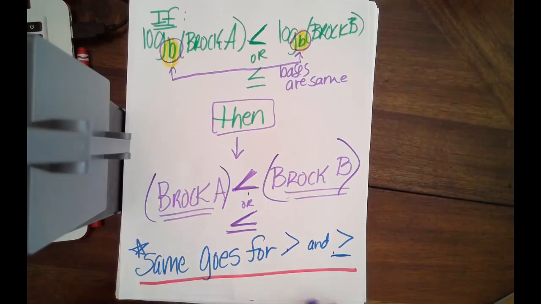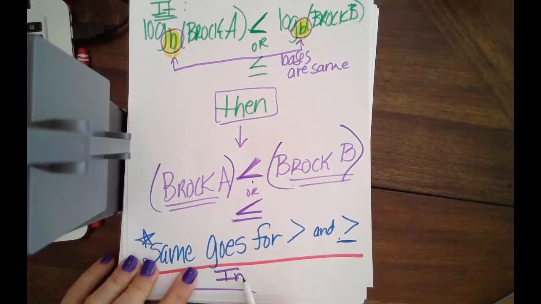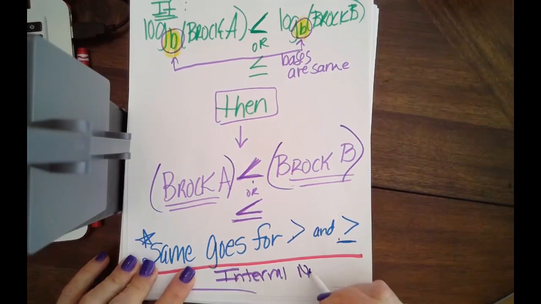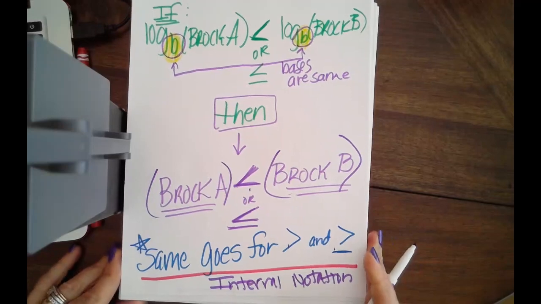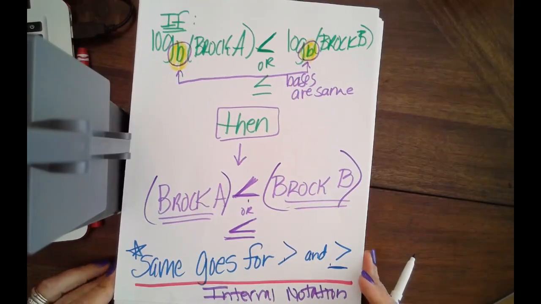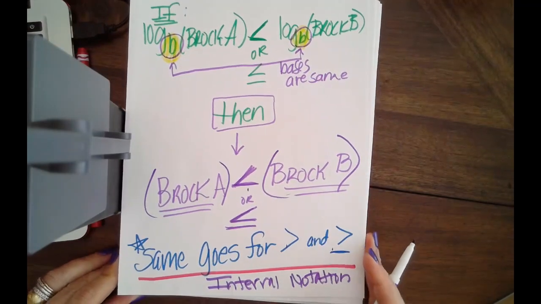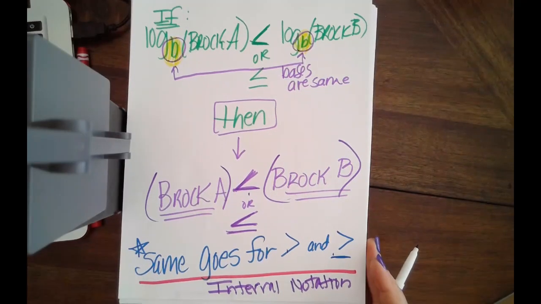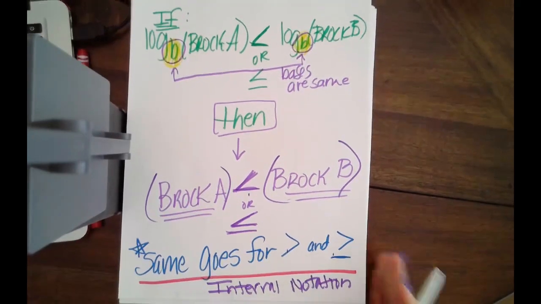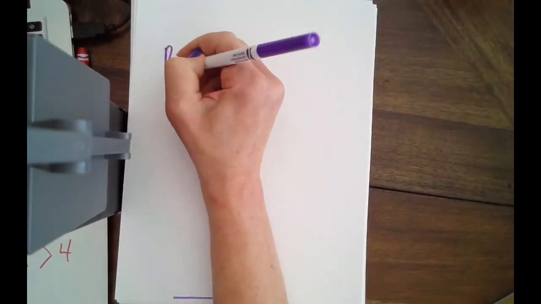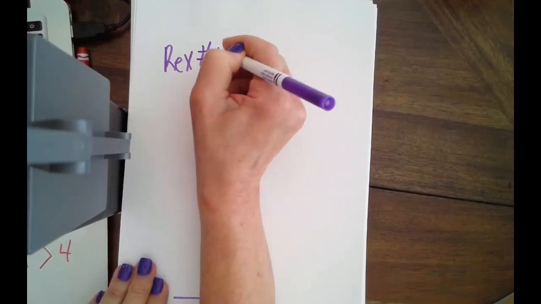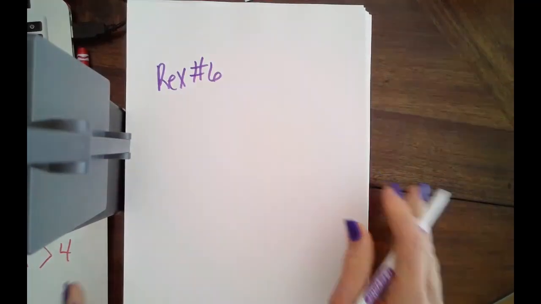So remember, your answers are going to be in interval notation. They have to be. And remember, your blocks have a limit on how low the numbers can go because they can't go below 0. So what we have to do at the beginning is figure out what my blocks cannot be. So let's take a look at Rex number 6. I may have to split this video too. It's a lot of information, so don't sweat it.